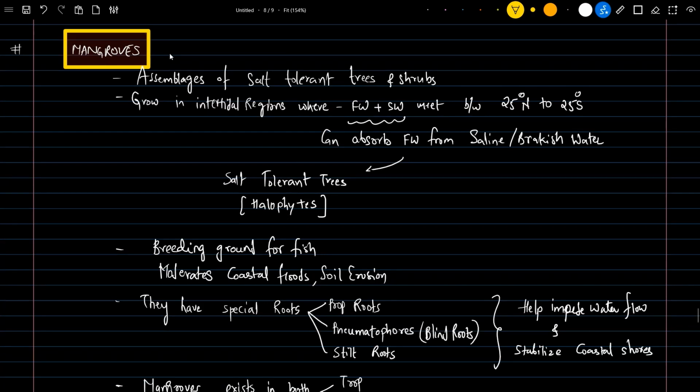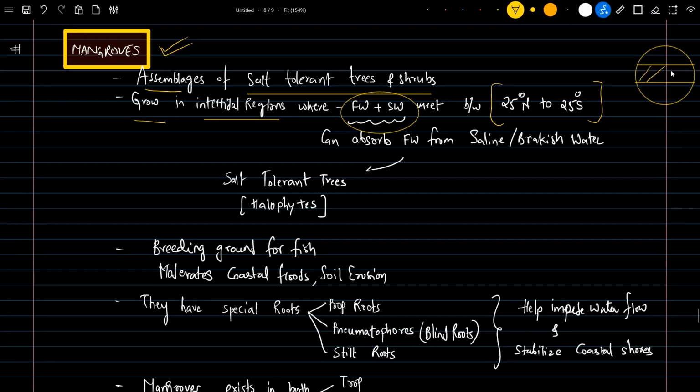Next important concept let's understand is mangroves. So what are mangroves? Mangroves are simply an assemblage of salt tolerant trees and shrubs. Any trees or shrubs which are salt tolerant, and the accumulation of them at one place is called a mangrove. They basically grow in intertidal regions where fresh water and salt water meet. It happens between 25 degrees north and 25 degrees south only. Whenever there is fresh water and salt water, there will be an intertidal zone where the mangroves will be forming.